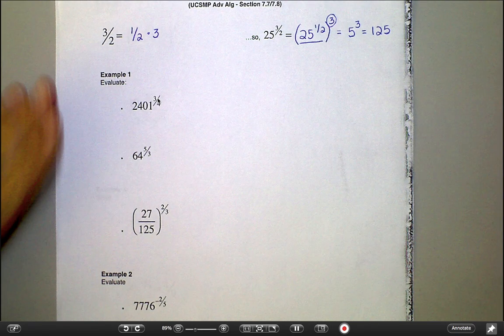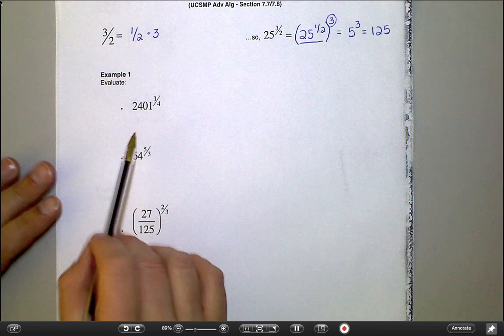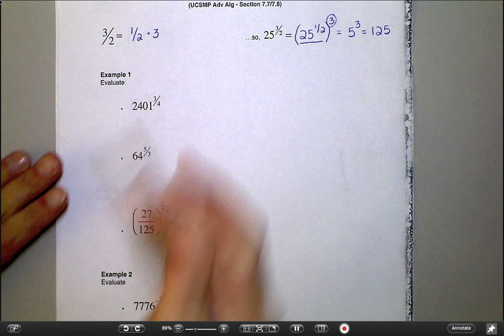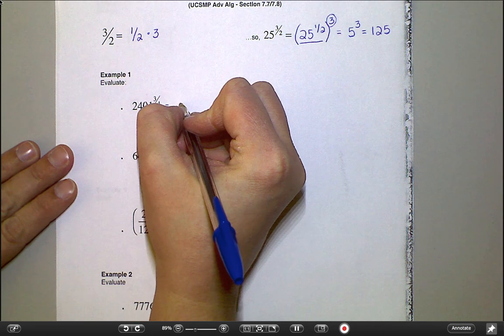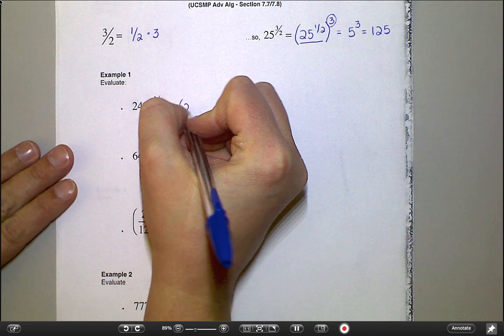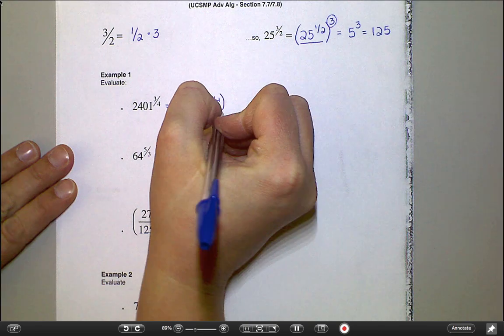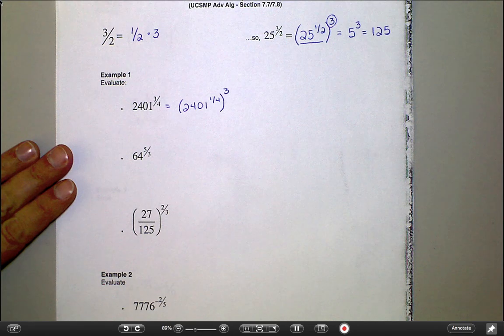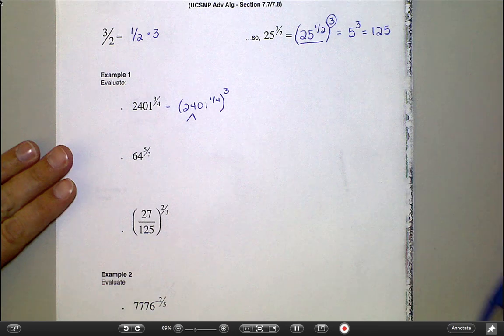And again, your calculator does do these for you, but we need to focus on how to do them without a calculator because that is coming up later this week. However, I will say this first one, that number's a lot bigger than what I would normally ask you to do without a calculator. But the first step I would always take, no matter what, is writing this as 2401 to the 1/4 power, and then raising that to the power of 3.